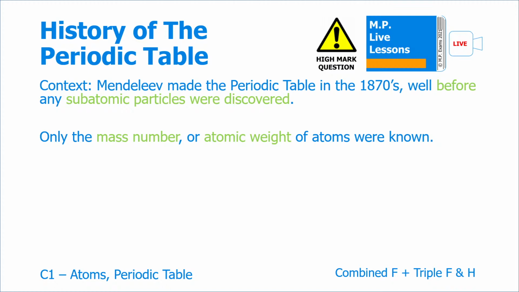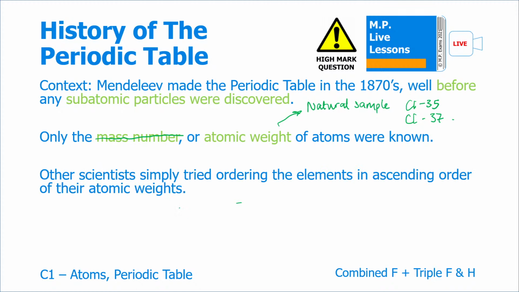Now, atomic weight is actually different from the mass number because this is based off a natural sample. In a natural sample, you can have different isotopes or different abundances of each isotope. For example, a natural sample of chlorine could contain different isotopes, namely chlorine-35 and chlorine-37. So therefore its actual mass is between those two, depending on how much there is of each. Now at that time, scientists tried ordering the elements in ascending order of their atomic weights.